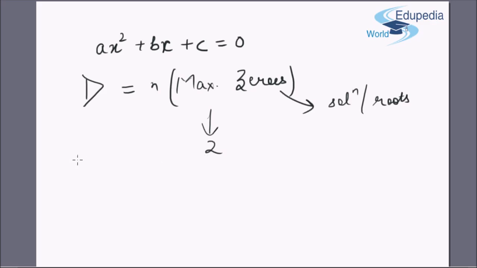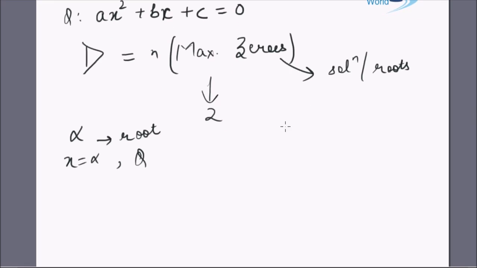A number alpha is a root of the quadratic equation if x equal to alpha satisfies the quadratic equation. Say this equation be denoted by Q. That is, on putting x equal to alpha, we have this equation satisfied.